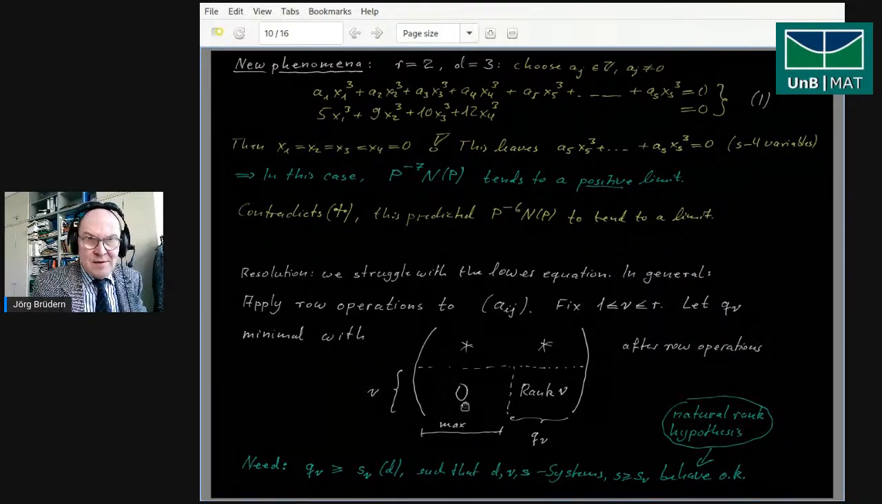So I can say this differently. Row rank is equal to column rank. So if you just look at the columns, then in this first block, all these vectors lie in an R minus nu dimensional space. So I make that maximal, and what remains down here, that's defined as q nu. So what we need is that this q nu is big enough such that systems of degree d with nu equations and S nu variables behave okay, whatever that means. But that is a natural rank hypothesis, otherwise I cannot expect to prove anything.